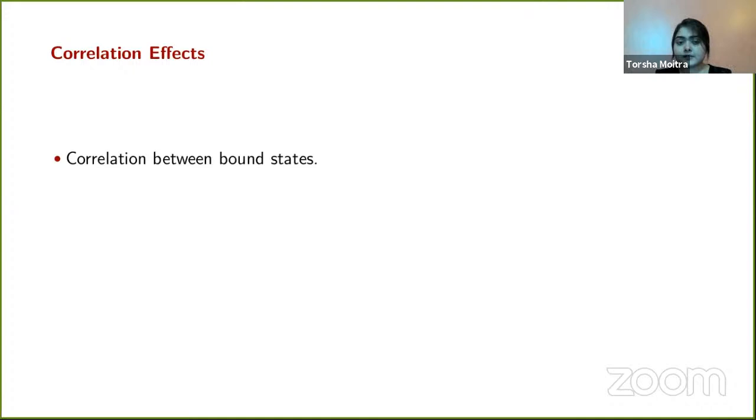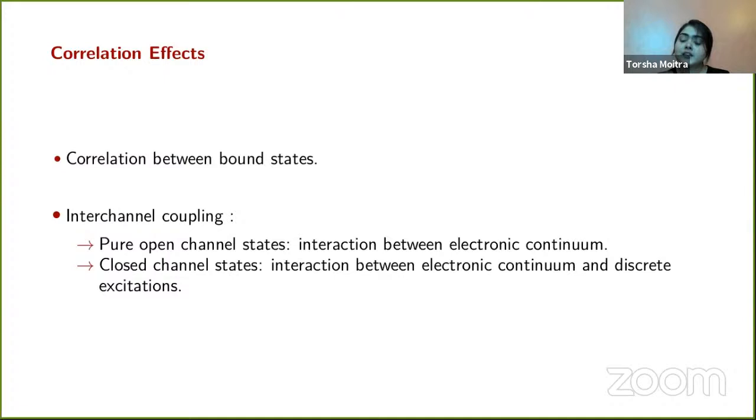The next is the more involved one, which is broadly termed interchannel coupling. This can be further subdivided into two categories. The first is the interaction between the individual continuum channels, termed pure open channel states. The next is the interaction between the electronic continuum and the discrete bound excitations, which is termed the closed channel states. Even though here I have specifically categorized and distinguished them, the boundaries between these correlation effects are quite blurred. Throughout my presentation, I will be getting back to the importance of incorporating correlation effects in the treatment of both the bound and the continuum states multiple times.